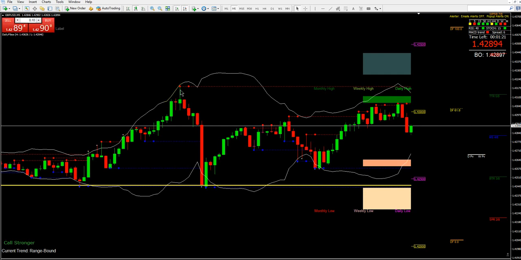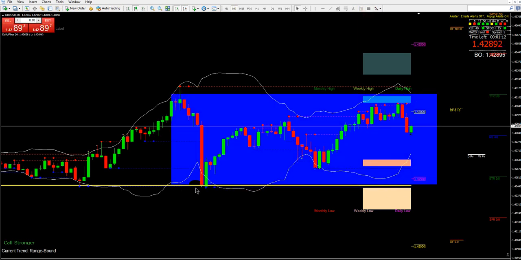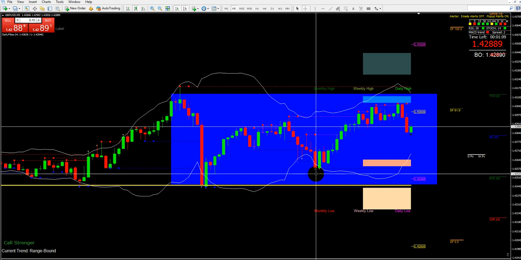We can see the range from, where's my drawing buttons, man? We can see that it's being contained in a range from here. It is slowly moving upwards. It has an upward trend. That's why down here it says call stronger. So if we're being safe, I'd give this one a 6 or a 7, but I'd be looking for calls on overbought, oversold.